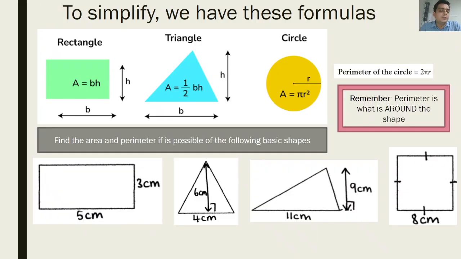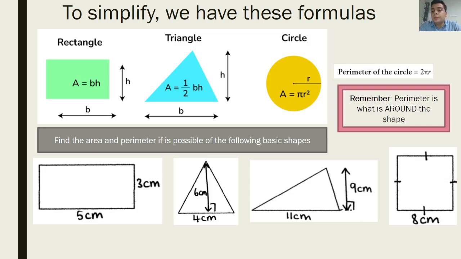To simplify all of this, we have the following formulas: the rectangle, the triangle, the circle. Now, for the following examples, we are going to see area and perimeter. The perimeter we will do only if it is possible, because not all of the examples have a perimeter.